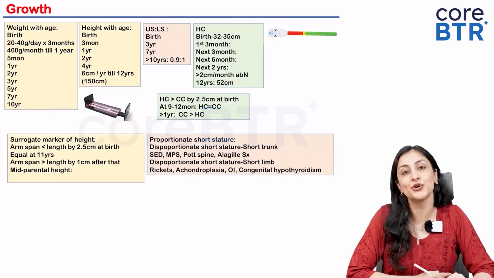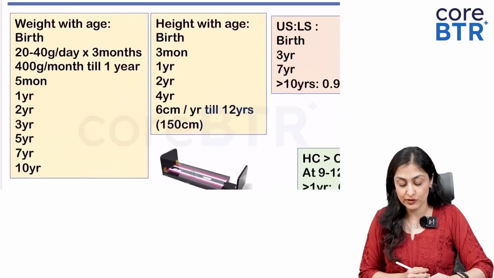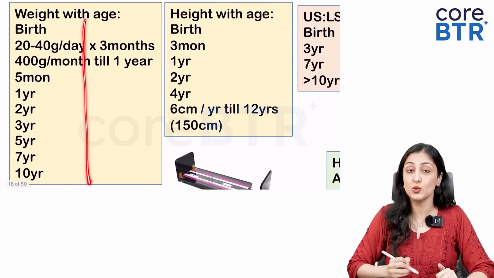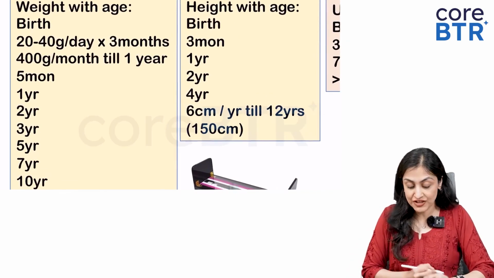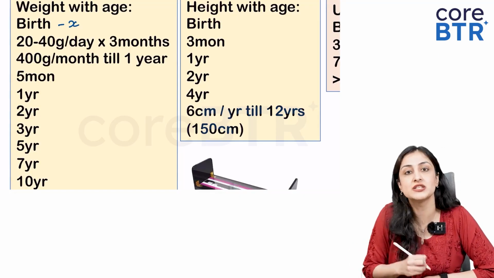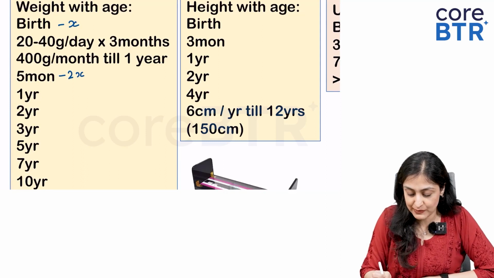So now let's talk about growth. So this part now super important, all right? So when we talk about the growth related changes, you need to know these parameters. So how does the weight change with age? So let's assume the birth weight is X. They ask you when does it double? So it doubles at 5 months. So you can remember these facts.